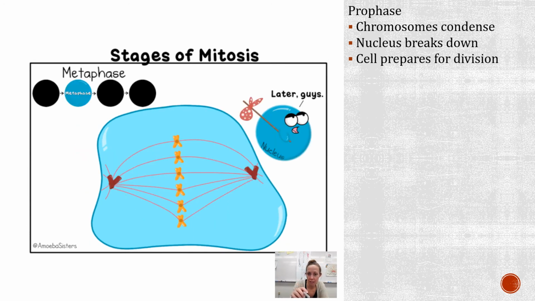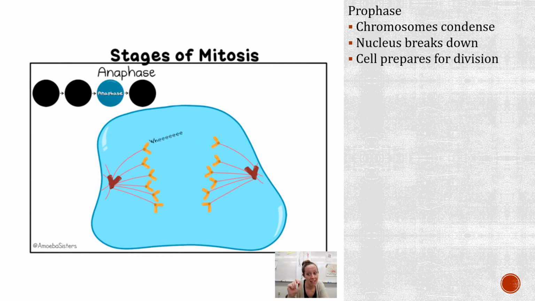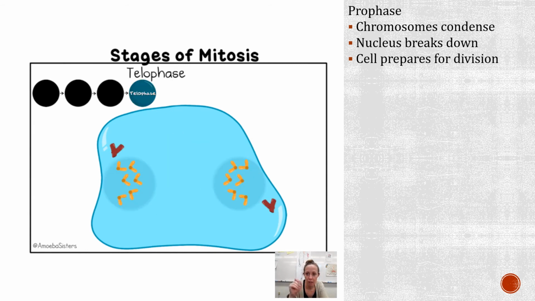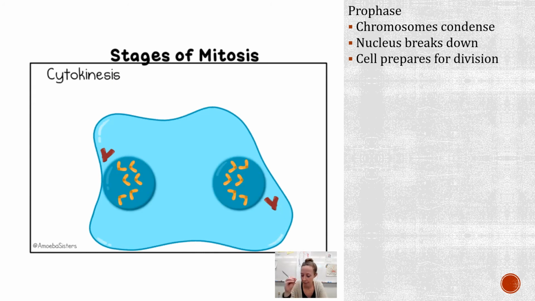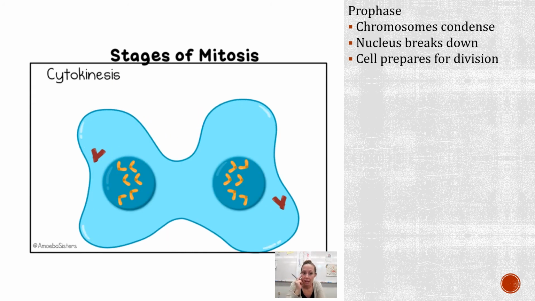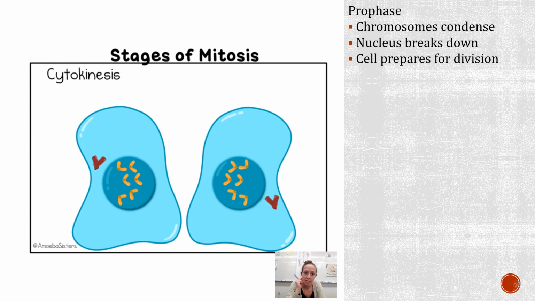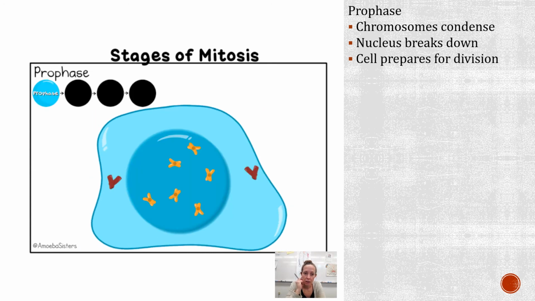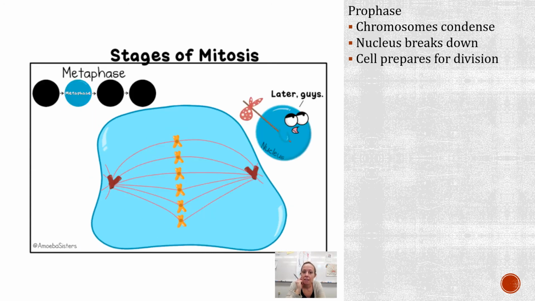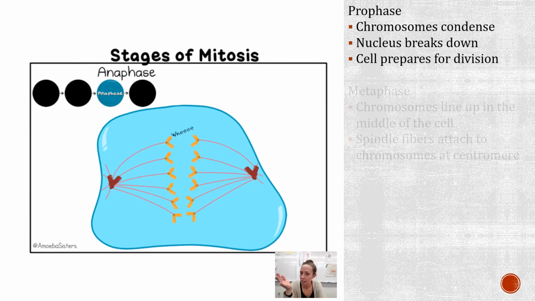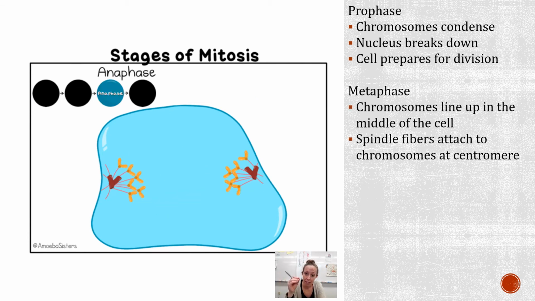The chromosomes condense, so we go from DNA into chromosomes. The nucleus is going to go away, and the cell is going to get ready for dividing. So watch, it's going to come right after cytokinesis. Ready? Right here, prophase. Chromosomes condense. There you go, right? Next one is metaphase.